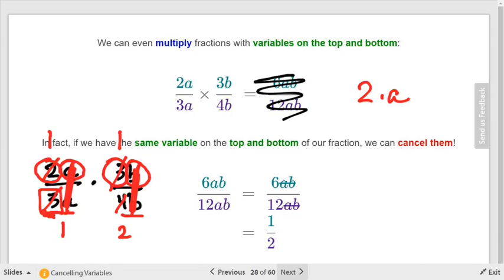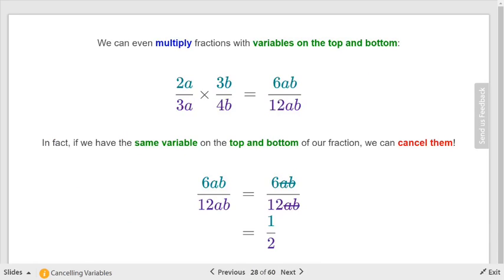And now that I've gotten rid of everything that I can, I just multiply how? Straight across. My whistle is never going to make a difference to you, is it? 1 times 1 is going to make 1. 1 times 2 is going to make 2. It's the same one again. So all fractions lead to 1/2, right?